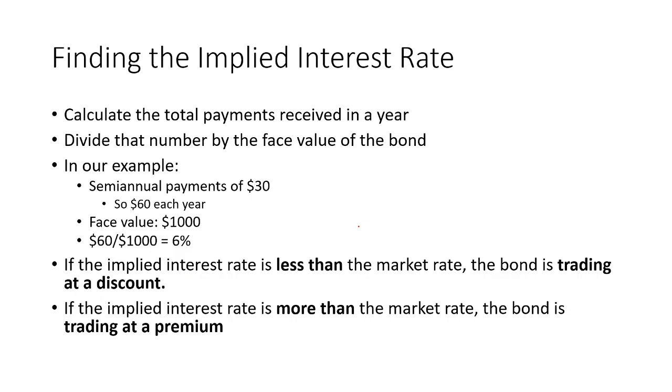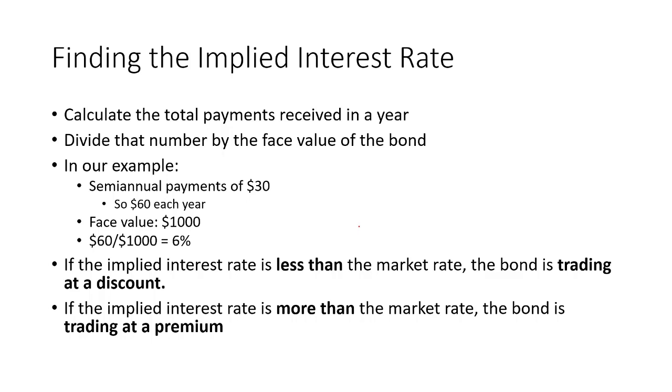You might also be asked to find the implied interest rate. To do that, calculate the total payments received in a year. Divide that number by the face value of the bond. So in our example, we had semi-annual payments of $30. That works out to $60 each year. The bond's face value is $1,000. $60 divided by $1,000 equals 6%. That is the implied interest rate of the bond.